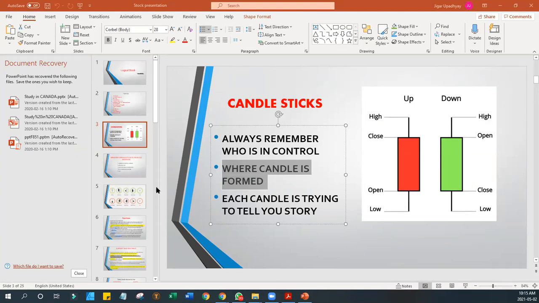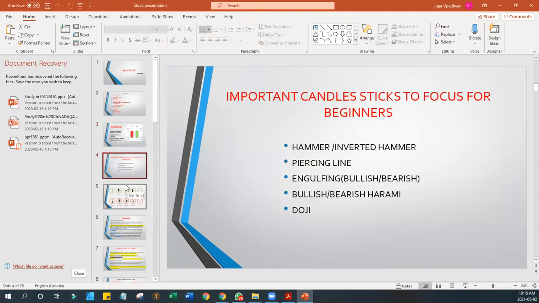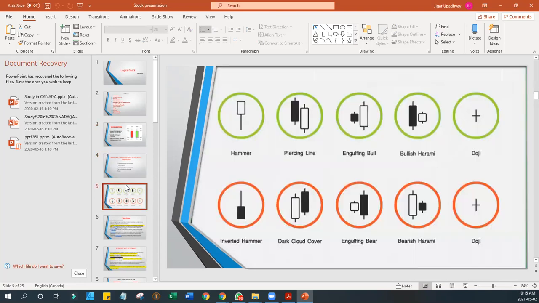There are different kinds of candles which will be very helpful for you to know. There are the hammer or the inverted hammer, piercing line, engulfing, bullish harami or bearish harami, or the doji. How they form, we're going to talk about here. So now let's talk about the bullish. The first one is the hammer.